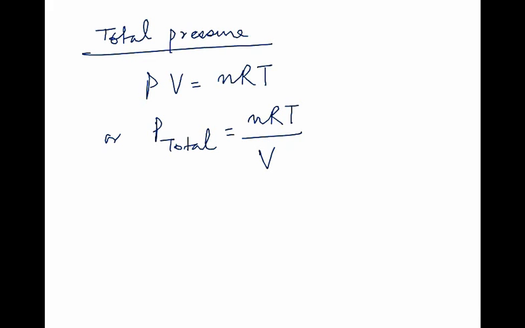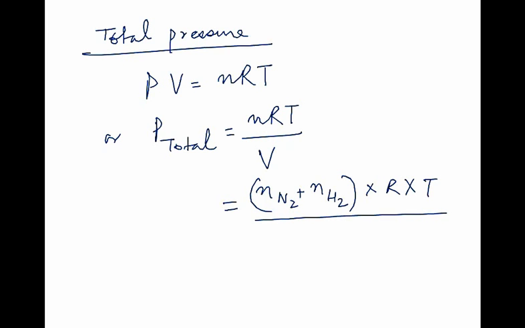So what is the value of n total? The value of n total is number of moles of nitrogen plus the number of moles of hydrogen, into R into T, which is 298 Kelvin. Now we shall be putting the values, divided by V volume, which is 95 liter.